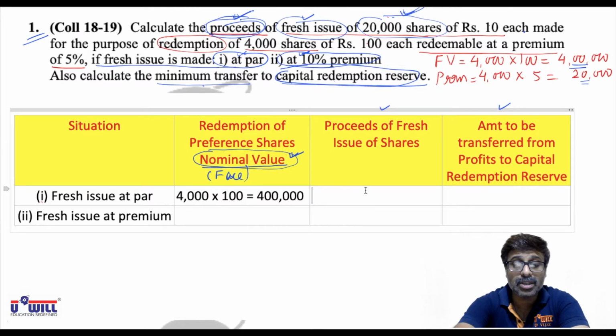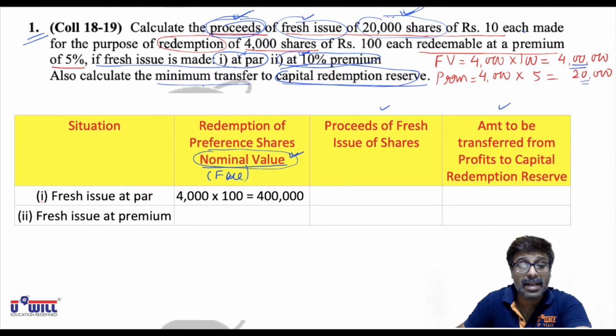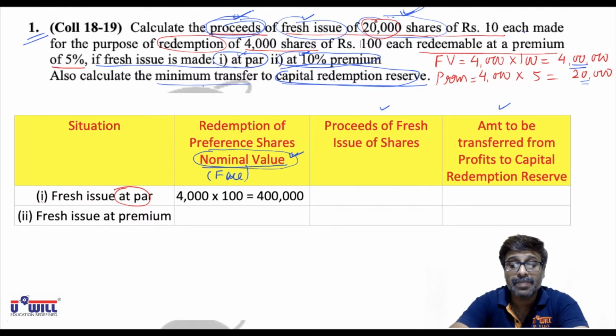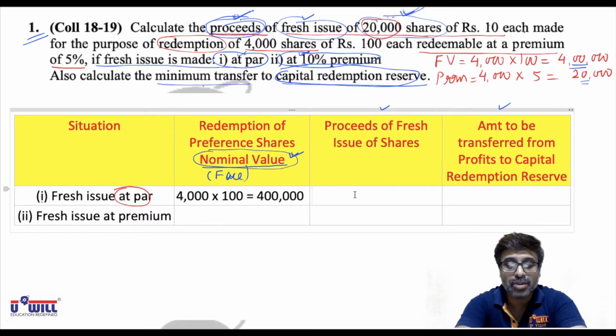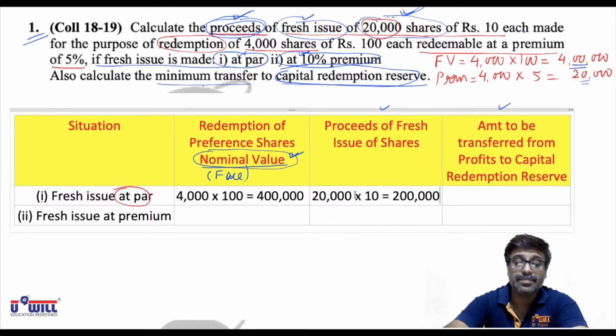Now, what are the proceeds of fresh issue of shares? The shares here, it is given, are issued at par. So 20,000 shares are issued at par. Face value is 10 rupees. Means what are the proceeds of fresh issue of shares? 20,000 into 10. That is 2 lakhs.